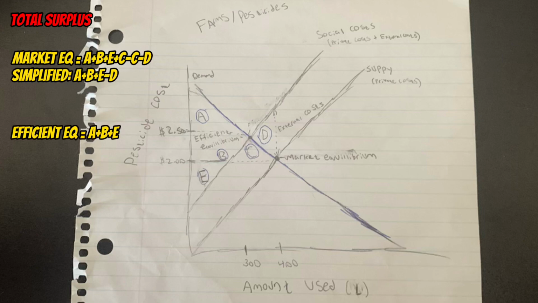So we'll start with market equilibrium. With market equilibrium, you have to take away any amount that adds to social costs. So I'll put a red circle around those areas, and really what you get is the total surplus of the efficient equilibrium subtracted by that other triangle that's behind there. Meanwhile, the efficient equilibrium is just the efficient equilibrium. Therefore, it is more efficient to just have the efficient equilibrium.